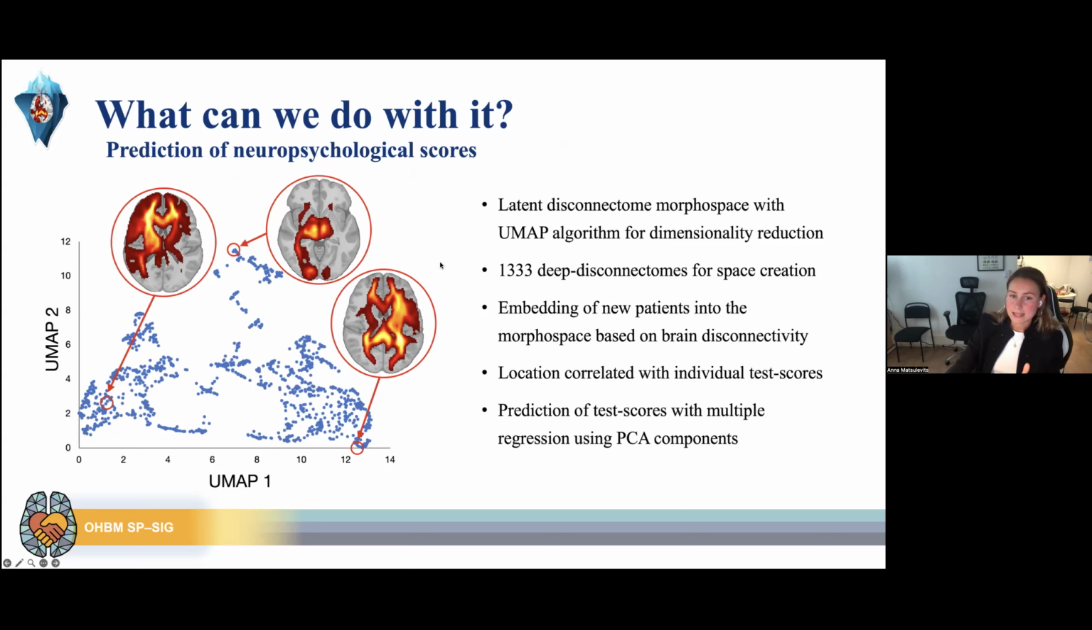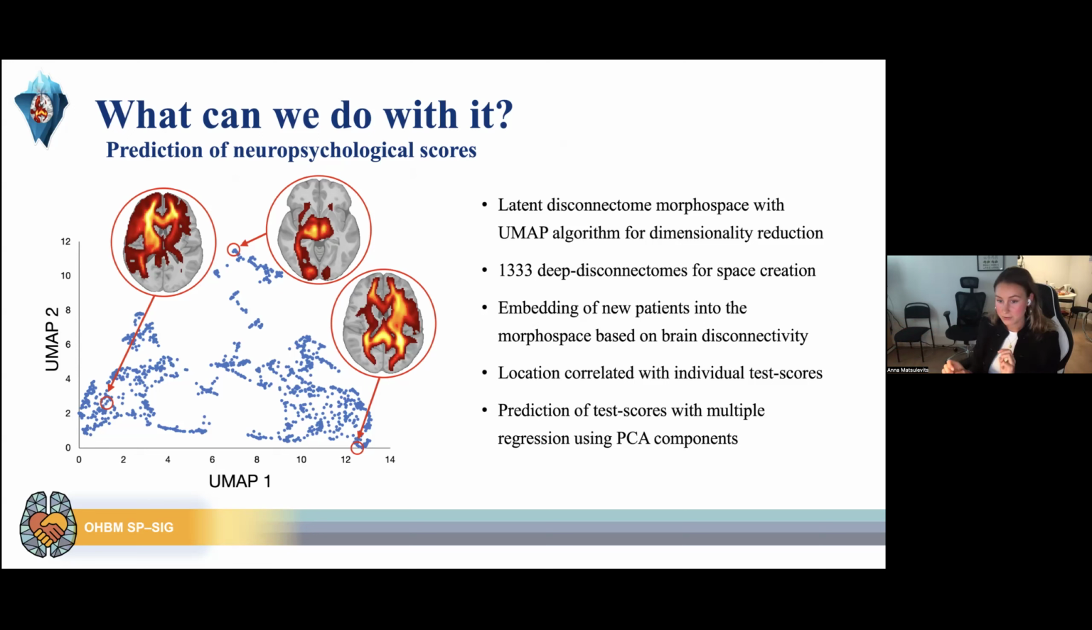So having those 1,333 disconnectomes in the morphospace allows us to take a completely new patient, say from Manchester, a stroke patient. You have his delineated lesion, put it in the Deep Disconnectome, get the deep disconnectome as an output, and then you can embed that new patient into the space.